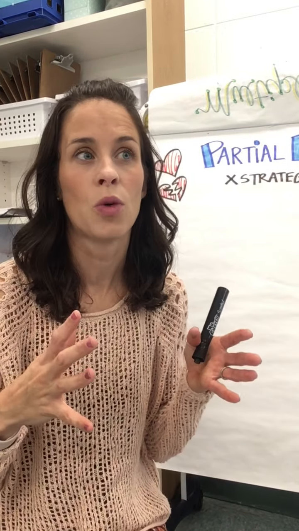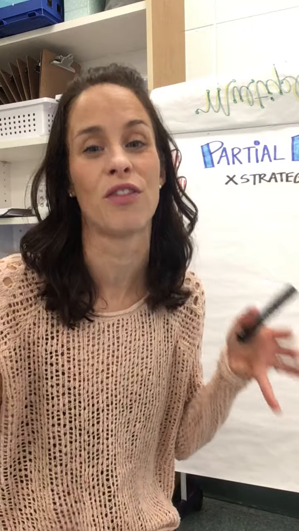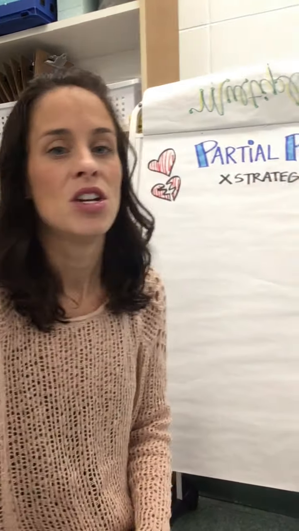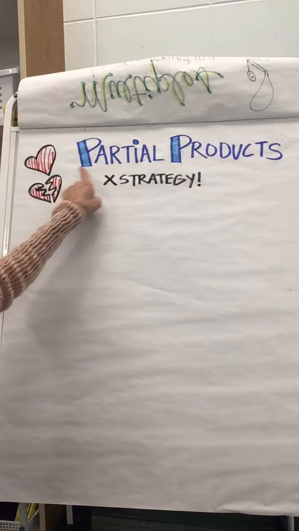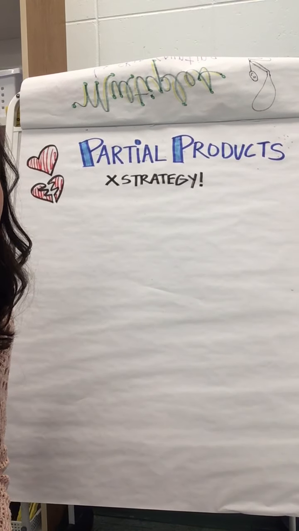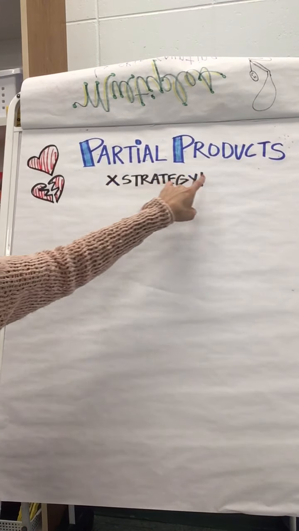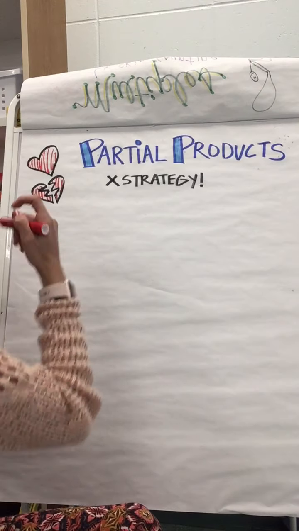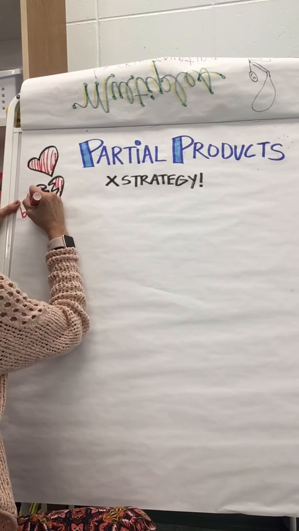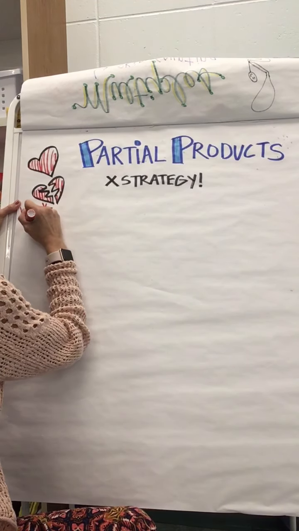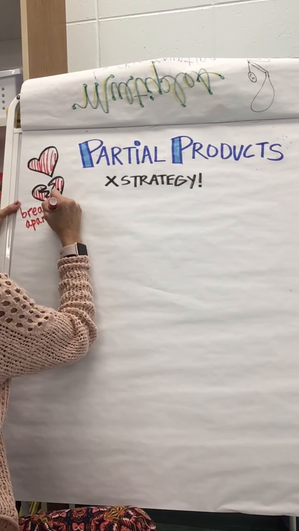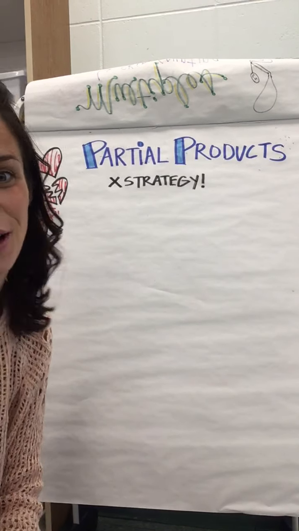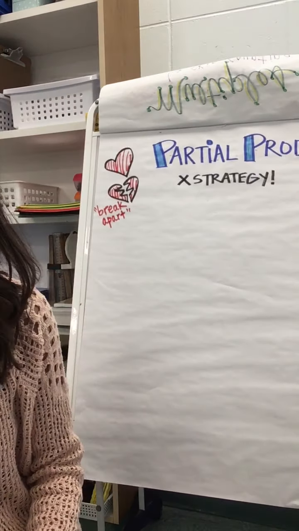It works for smaller numbers, but it also works for bigger numbers. So we're going to start small and build up on that. It might sound familiar: partial products, okay? It's a multiplication strategy, and sometimes I've actually heard it being called the break apart strategy. That's not the real word for it, but some people call it the breakup strategy or the break apart strategy. And I'll show you why.